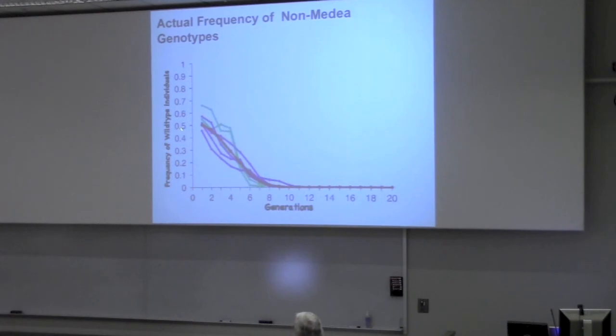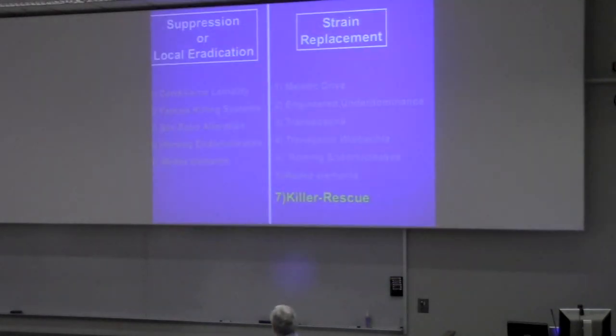And this is looking at the wild type individuals, and you can see here, this red line was the model, the population genetic model of what should happen, and these are the replicates. So pretty nice in Drosophila. He's been trying to get this into mosquitoes. It's not so easy, but that's where things are moving towards.